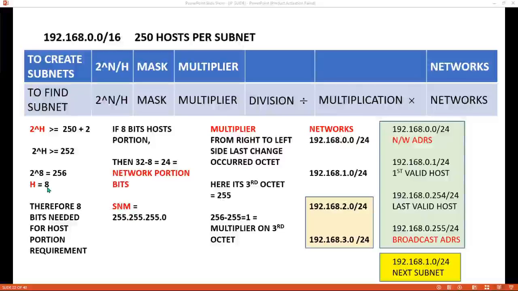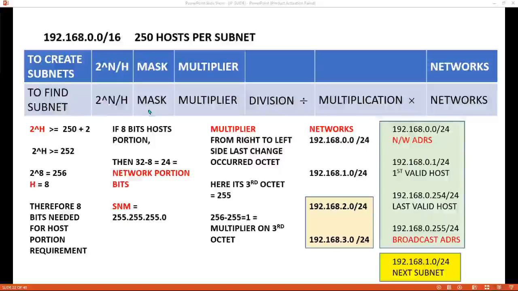So for the host portion, if you need 8 bits, what about the network portion? You can simply calculate it by deducting from 32. So 32 minus 8 gives you 24. Your network portion has 24 bits, which means your slash number, the CIDR, is going to be 24. If CIDR is 24, you can simply write the subnet mask. The first 3 octets, 8, 16, 24, are all network portion, so they are filled with ones. So you can write it as 255.255.255.0, right?